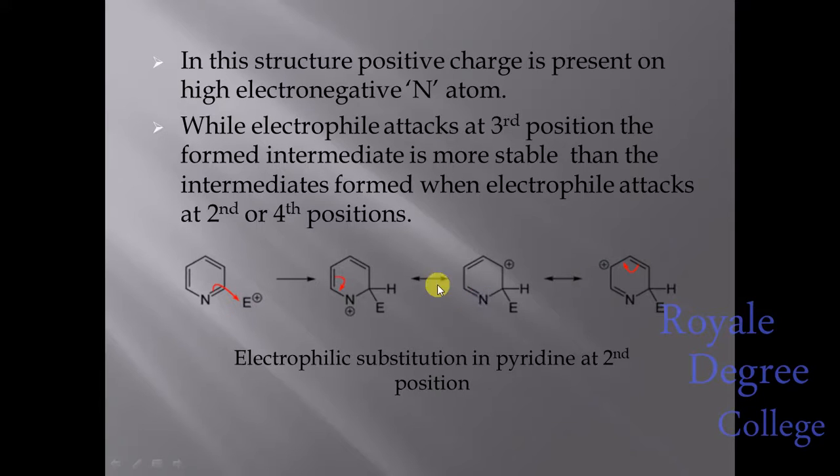At the same time, this position will become electron deficient. To satisfy that position, this bond is shifted towards this side, so we get a double bond here, and the positive charge is created on this carbon atom. Next, we get another resonating structure: this double bond is shifted towards this side to satisfy this position, so a double bond forms here. In the next structure, you can see the double bond.